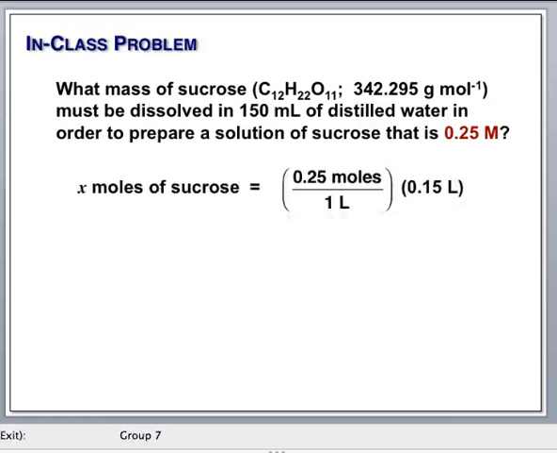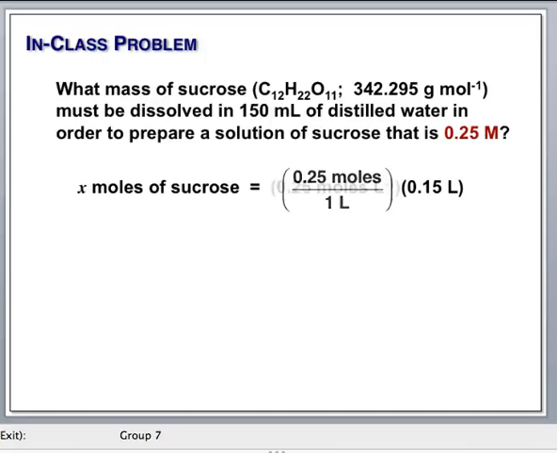Our moles of sucrose. We have 0.25 molar stuff, right? That's 0.25 moles in 1 liter. If we multiply that by liters here, 0.15 liters, our liters would cancel, wouldn't they? And we would be left with moles.